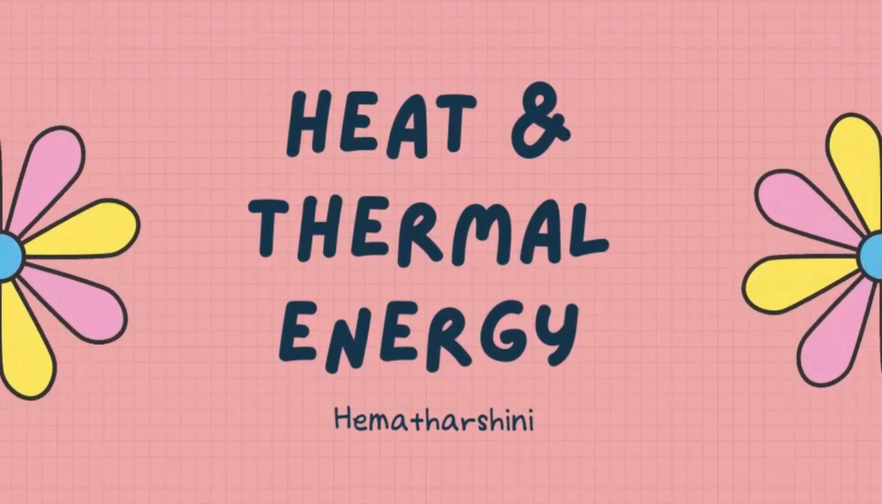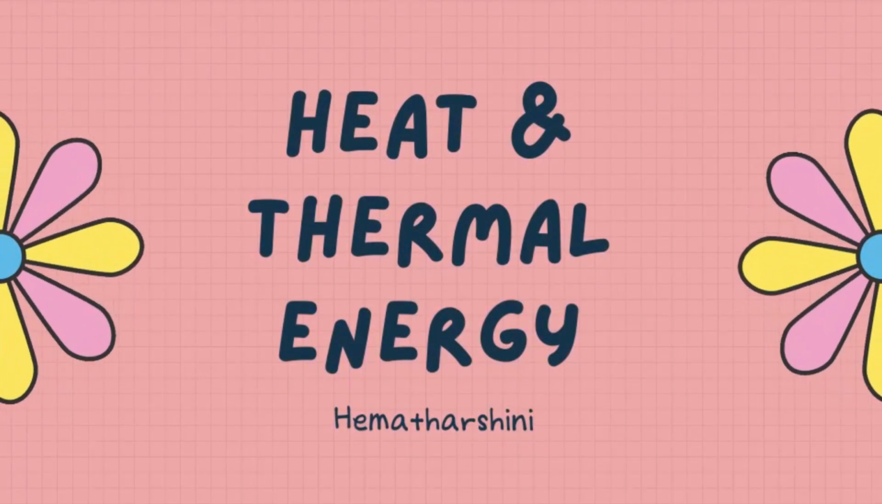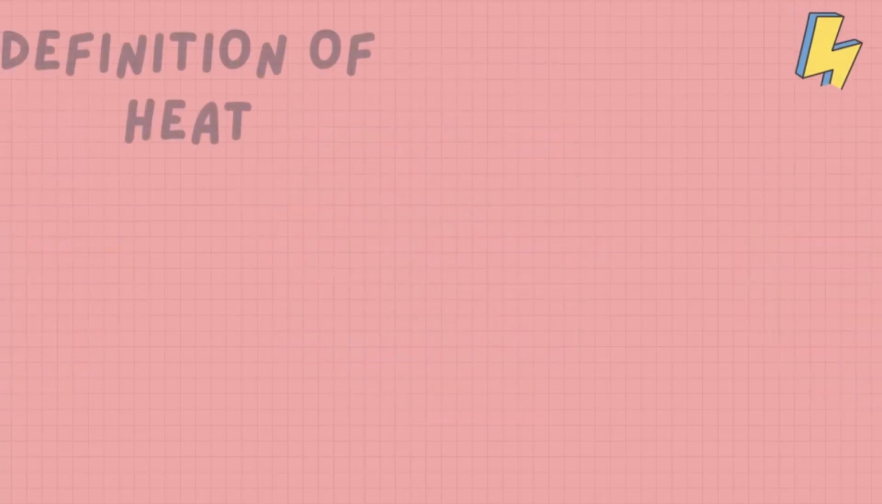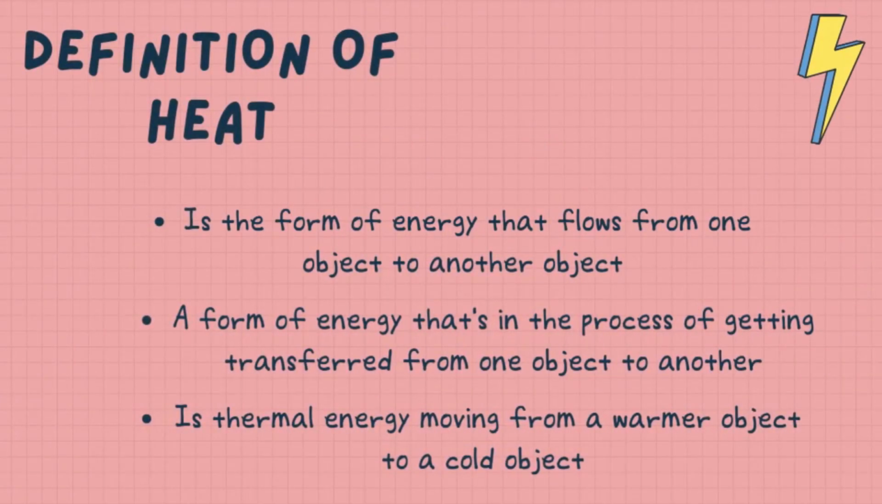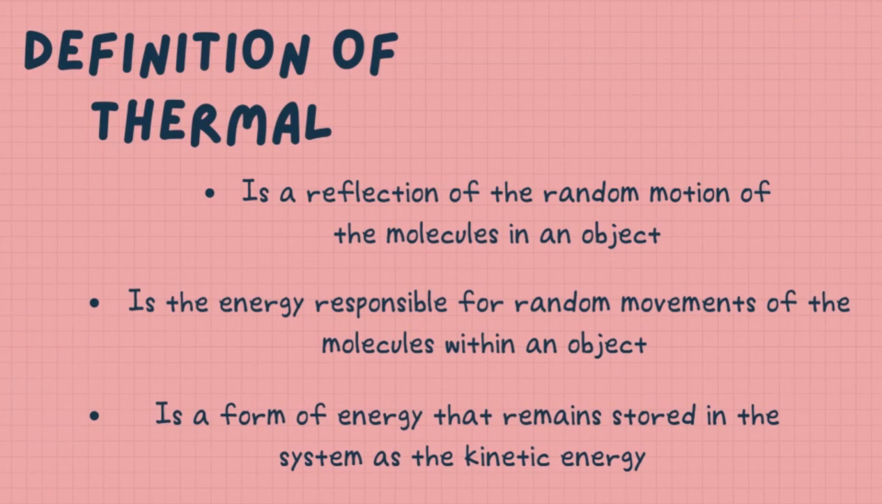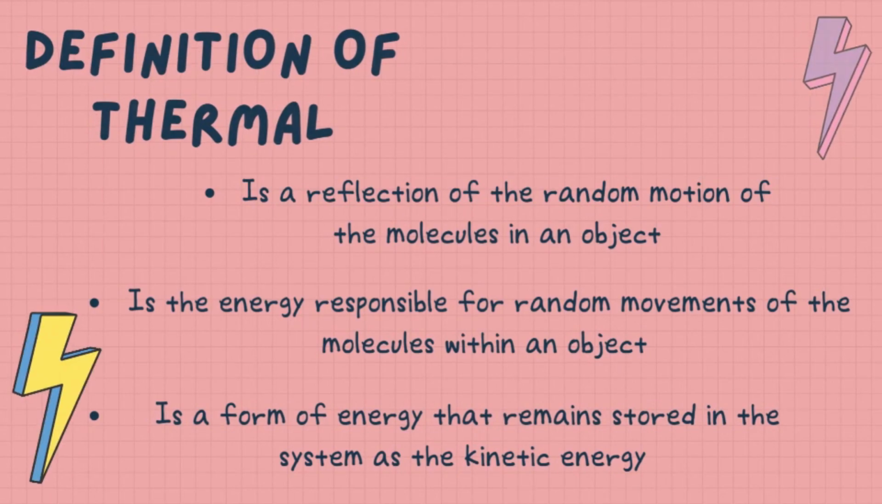And I'm going to talk about heat and thermal energy and how it works. First of all, we need to know the definition of heat. Heat is the form of energy that flows from one object to another object, and also is a form of energy that's in the process of getting transferred from one object to another object. And also, it is thermal energy moving from a warmer object to a cooler object.